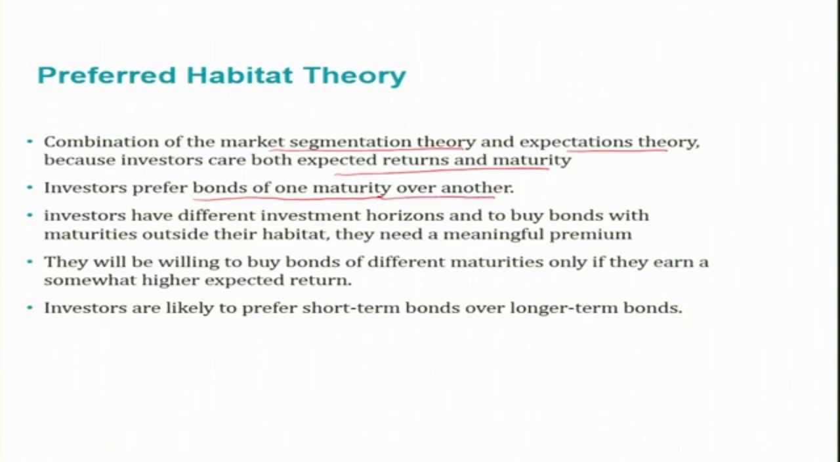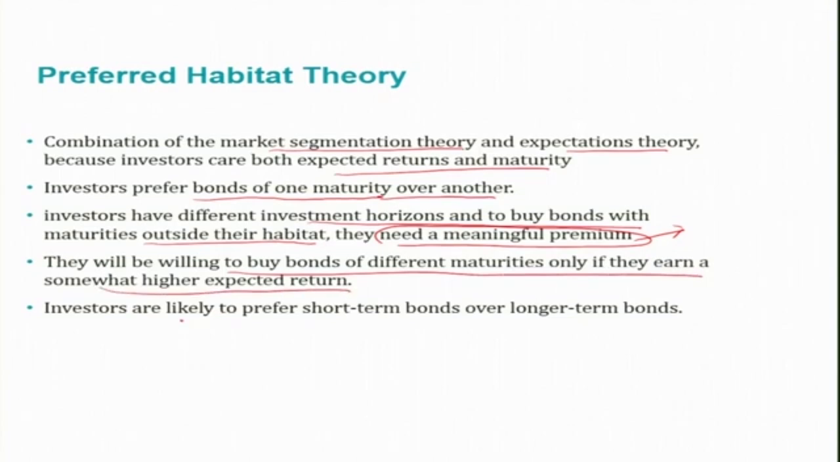In this case investors have different investment horizons, and if they are to buy bonds with maturities outside their habitat, they need a meaningful premium. Because they have a clear cut preferred habitat, in order to change it they need a meaningful premium. So they will be willing to buy bonds of different maturities only if they earn a somewhat higher expected return. So investors are likely to prefer short term bonds over long term bonds.